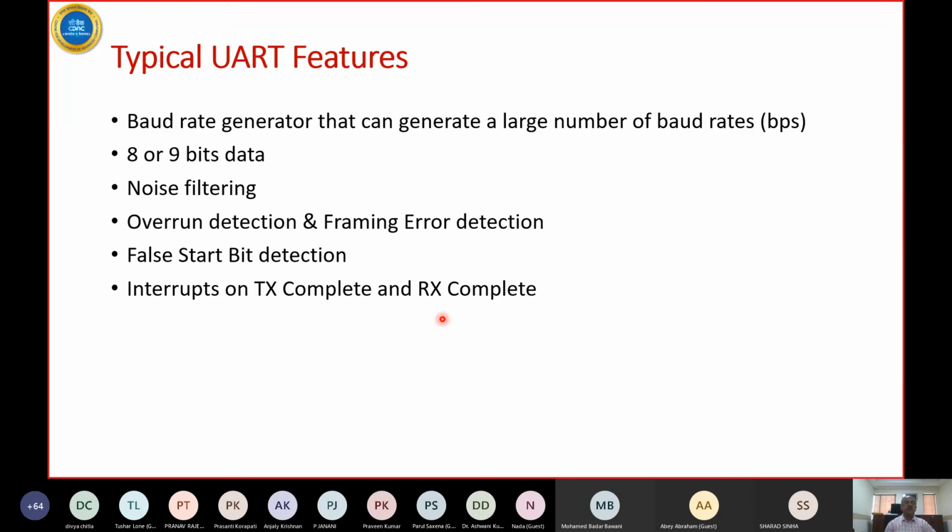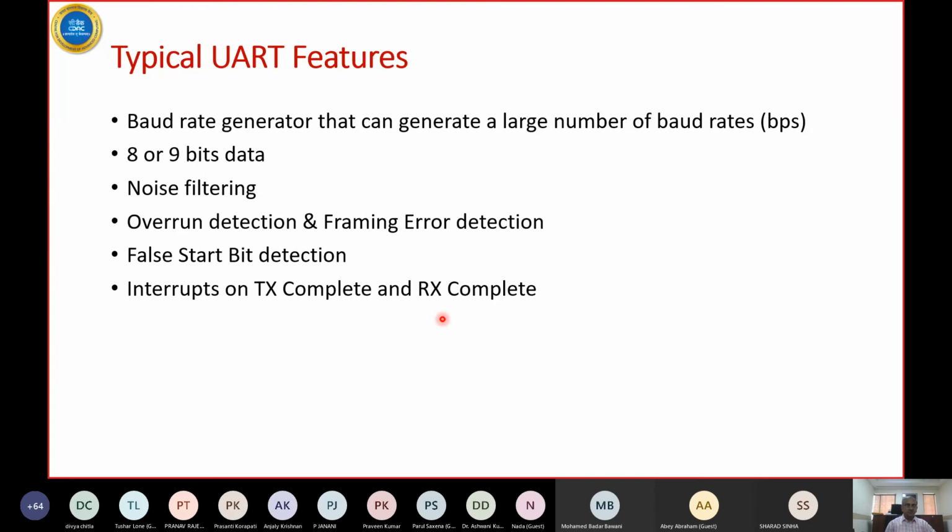Framing error: I said a frame consists of a start bit, 8 data bits, a stop bit, possibly a parity bit. If the last bit is not sensed as a stop bit, then it is a framing error. False start bit detection, I will explain that. If there is a glitch, where actual data is not coming, just a glitch, it should not be treated as a start bit. So how is that done?